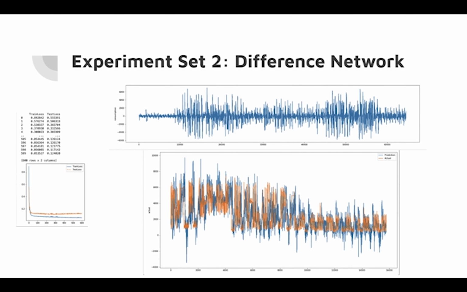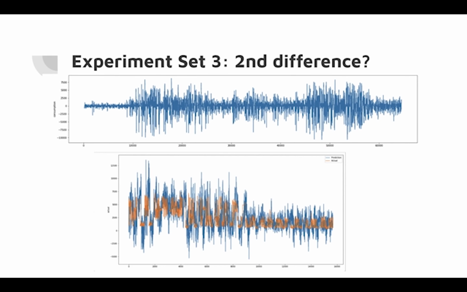In the next experiment set, we try a difference network. This is the first difference of the time series, and the test error dropped by 50%. Differencing can help forecasting because it removes the seasonality of the time series. Inspired by such an idea, we wonder if taking a second difference helps. It turns out that the second difference is not helpful.